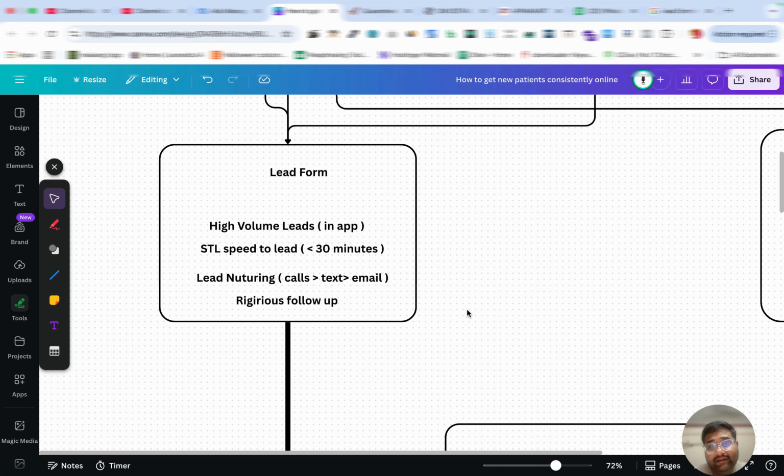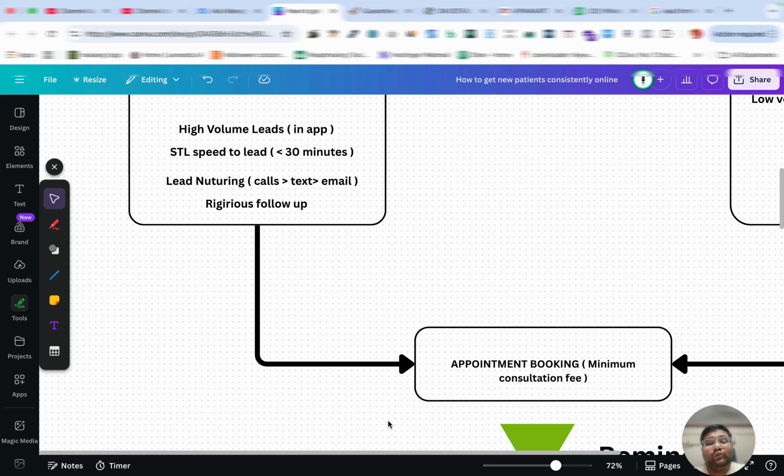Most clinics fail here, because when they get a lead, the first mistake they make is they are not tracking, not taking notes of who the patient is, what they called about, and what their problem is, and they are not following up. So 40% of leads are lost because of not following up. So you need to follow up to convert them. If you follow up, you will get appointment bookings.